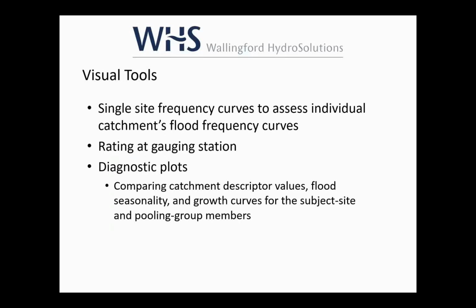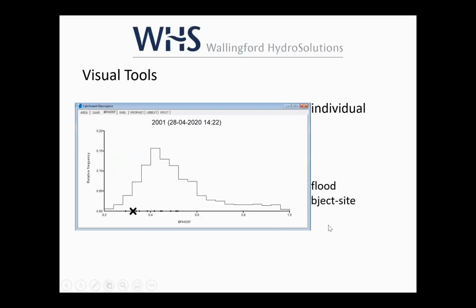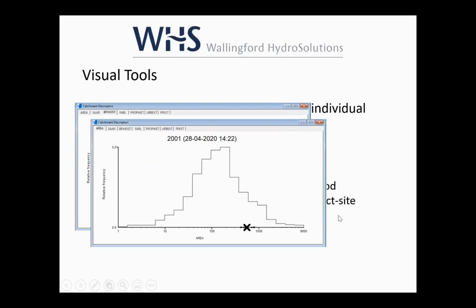In WINFAP, there are also diagnostic plots available, and these allow you really to compare the catchment descriptors both for your subject site and your pooling group. So here we have area. You can see the cross marks are target site, and the black dots, which are quite hard to make out there, represent our pooling group. As you can see, they're all quite grouped together, and that's what we would expect really, because the pooling group weights area so heavily, we're going to get a lot of catchments with similar area.